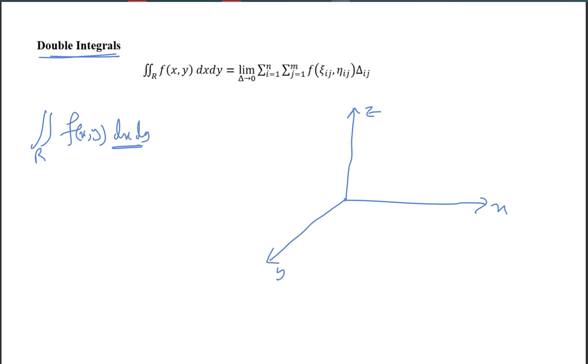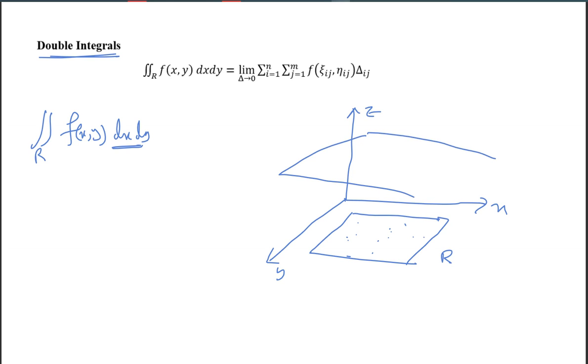Previously we integrated over a line segment, here we will integrate over an area. First we consider a rectangular shape. Suppose this is your region R. You need to integrate along this region. The integrand f of x y is some surface like this, z is equal to f of x y. So you have to integrate this z equal to f of x y along the region lying on the xy plane, with respect to dx dy.